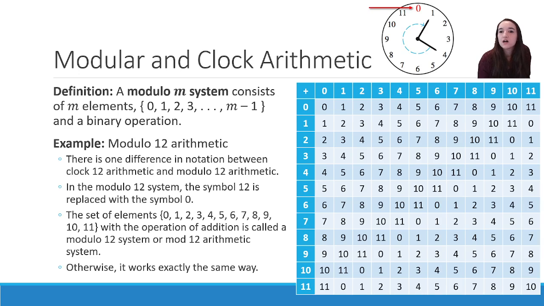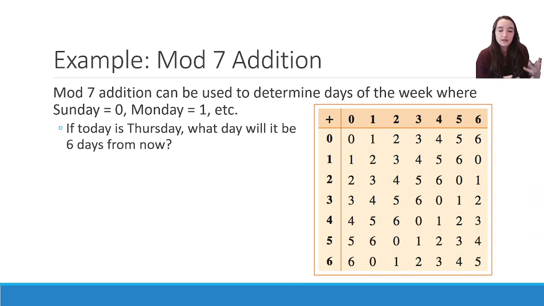So just like with the clocks, we can also change this to be any number. Like we don't need it to be clock 12, we can make clock 8, or in this case, mod 7. So a mod 7 addition table can be used to, for example, determine days of the week, where Sunday equals day 0, Monday is day 1, and so on. So if today is Thursday, what day will it be 6 days from now? Well, I have the table in front of me, but let's think about this on a clock.